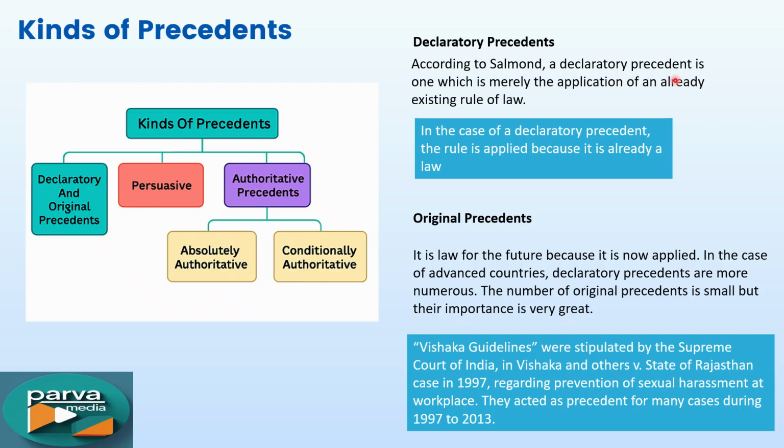Declaratory precedents, let's start with declaratory precedents here. According to Salmond, a declaratory precedent is one that merely applies an already existing rule of law. It doesn't create any new law. It confirms and reinforces what is already established. Think of it as the judiciary saying the rule exists and we are applying it again.